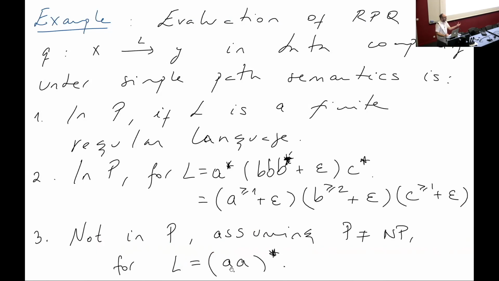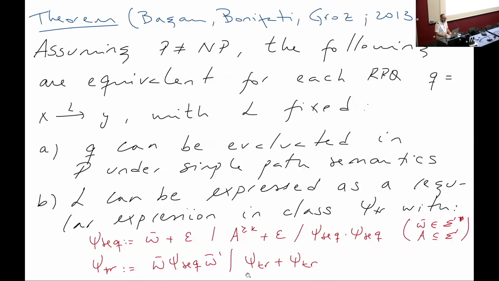But the language that we have, A star, there is no way you can express in this language. This can be proved. So you have a precise characterization, and this is very rare, right? It's also very beautiful that you can characterize exactly the class of regular expressions for which evaluation under simple path semantics can be solved in polynomial time in data complexity, right? That's important.